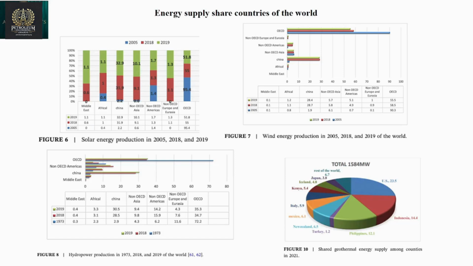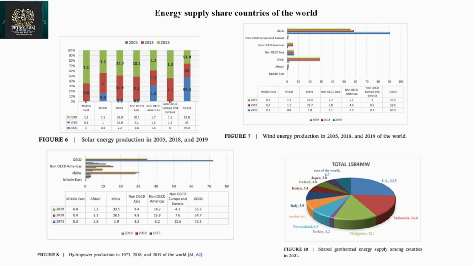Figure 6 shows solar energy supply share by regions of the world in 2005, 2019, and 2018: Middle East, Africa, China, non-OECD Asia, non-OECD Americas, non-OECD Europe and Asia, and OECD. Figure 7 shows wind energy supply share by regions of the world in 2005, 2018, and 2019: Middle East, Africa, China, non-OECD Asia, non-OECD America, non-OECD Europe and Asia, and OECD.